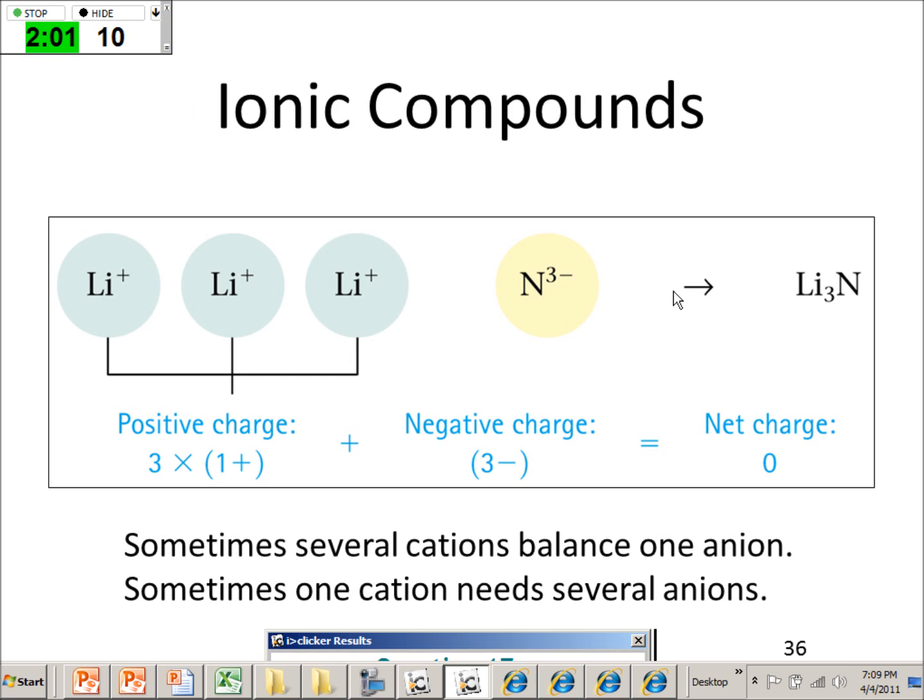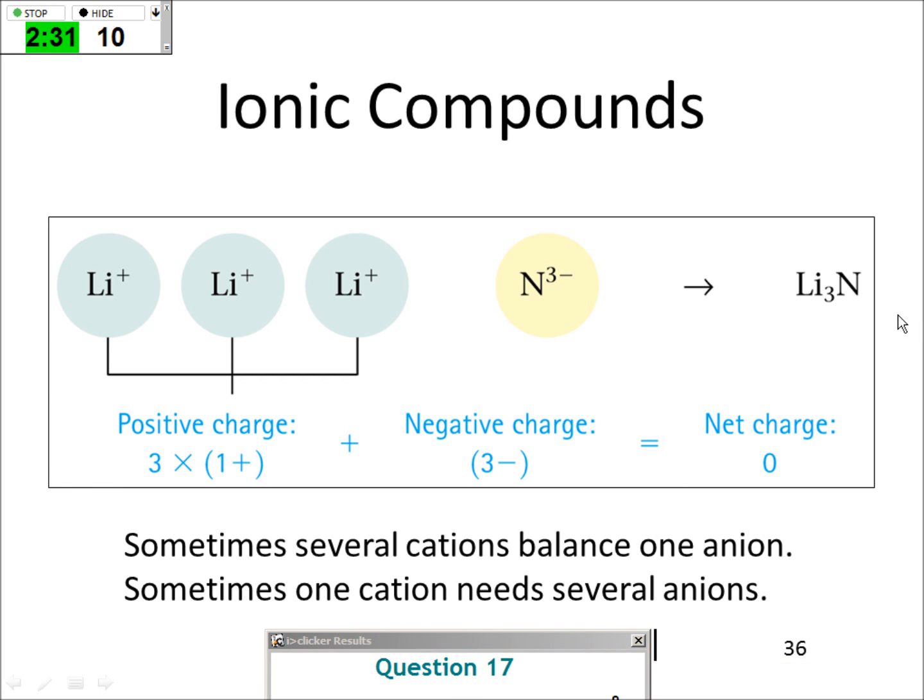So to balance the charges in lithium nitride, you would have to have 3 lithiums to balance the -3 charge on the nitride. Each lithium is a +1 cation, right? So that's 3 times 1 gives you a 3+ charge, and a -3 gives you 0 total, right? 1 + 1 + 1 is 3, -3 is 0. That's how we write salts, or ionic compounds.